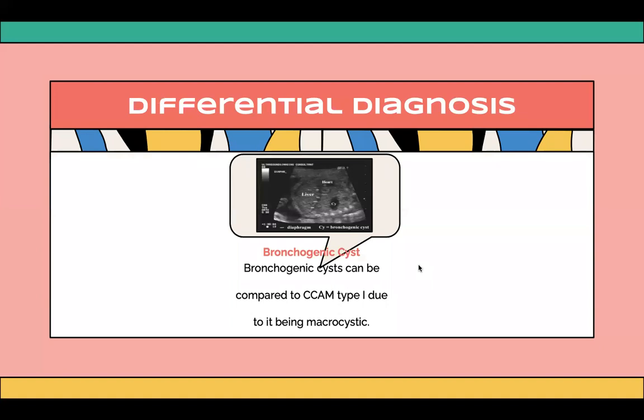For differential diagnosis, CCAM may be confused with a bronchogenic cyst if it's CCAM type 1. This is because they're both cystic. Bronchogenic cysts are anechoic structures found within the lungs, and macrocystic means larger cystic components of the lung. But the difference between the two is that a bronchogenic cyst does not communicate with the bronchial tree, and CCAM does.